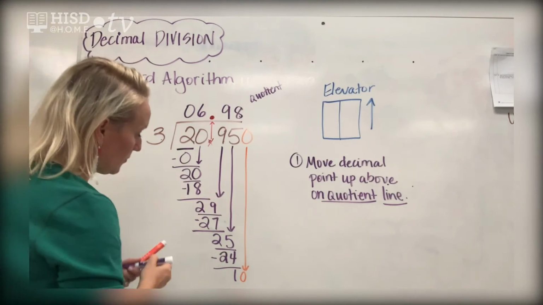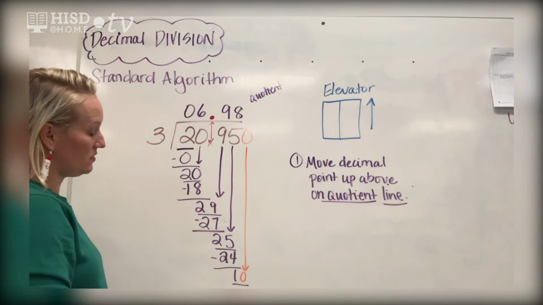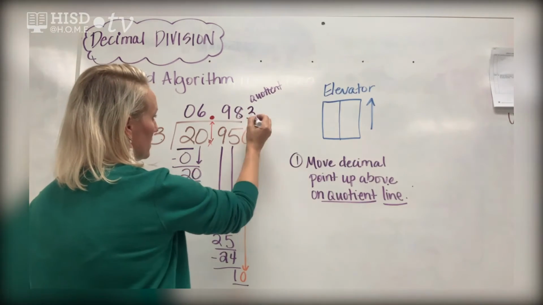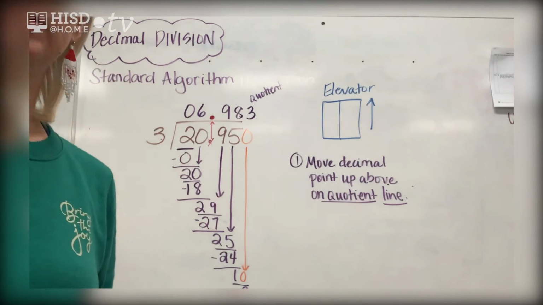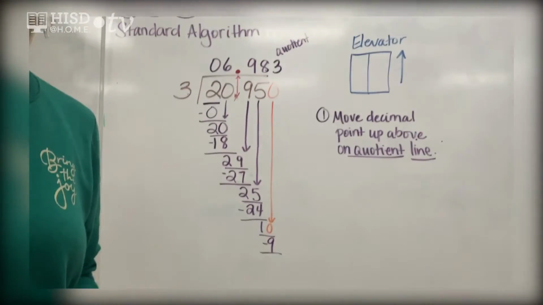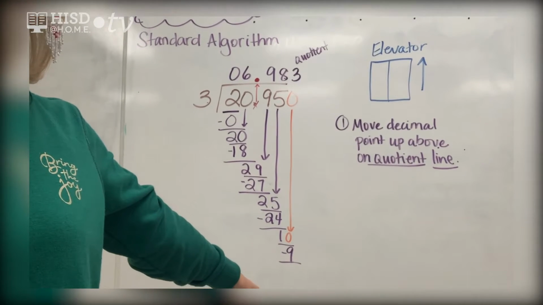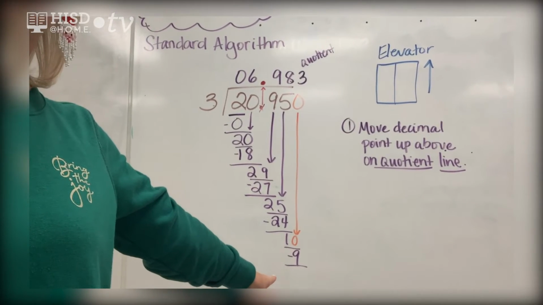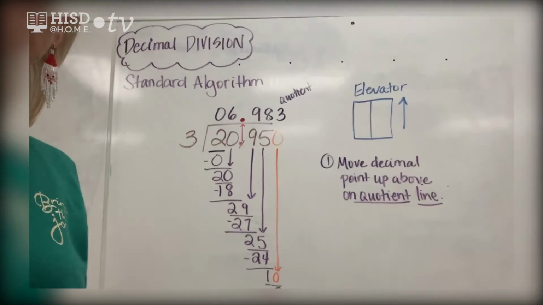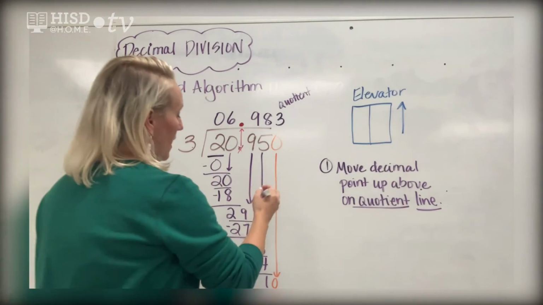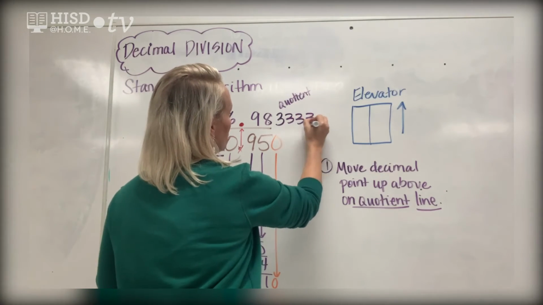Okay? But the problem is that there's no even groups of 3 that can fit into 10. The closest I can get is 3. 3 times 3 is 9. What's going to happen here is I'm going to get a repeating decimal because it's just going to continue to be 3, 3, 3 on and on and on, because there's no other multiple of 3 that would give me a 10. So I want to show you what happens. If I kept dividing and I kept adding zeros, I would just continue to get 3s.